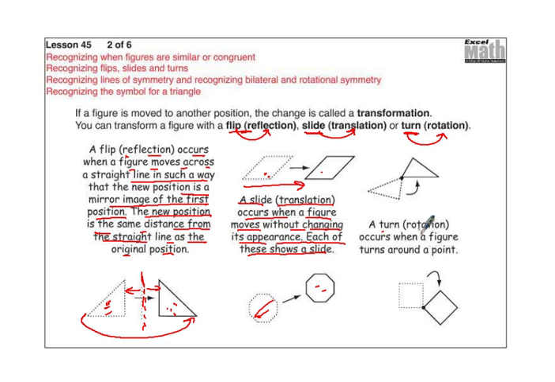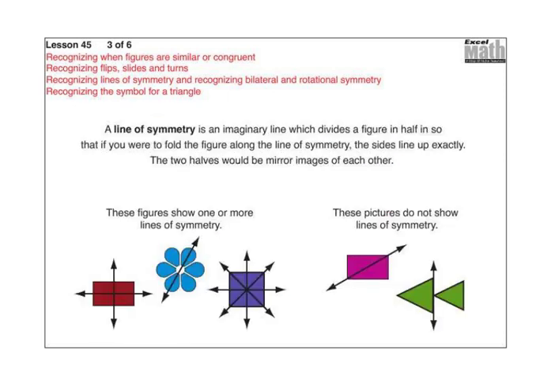A turn or a rotation occurs when a figure turns around a point. So if we have this shape here and we spin it around like that or spin it around like this, either way, we get this other triangle, which is the exact same shape, only it's been twisted, it's been turned, it's been rotated. Here's another one with this square being rotated around this way. There you have a turn or a rotation.